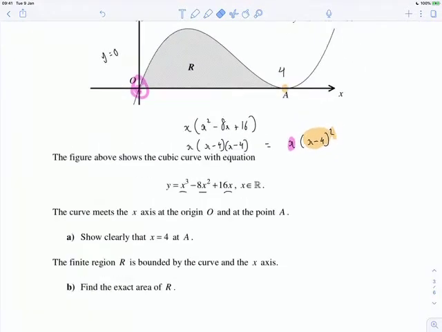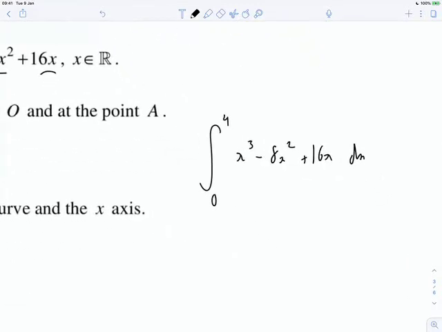Okay. The finite region R is bounded by the curve and the x-axis. Find the exact value of R. Okay, well that's pretty obvious. We've got to integrate this thing between 0 and 4 because that's our lower limit and upper limit. And yeah, we just have to integrate x cubed minus 8x squared plus 16x. Okay, that's pretty easy. We can integrate them one at a time.